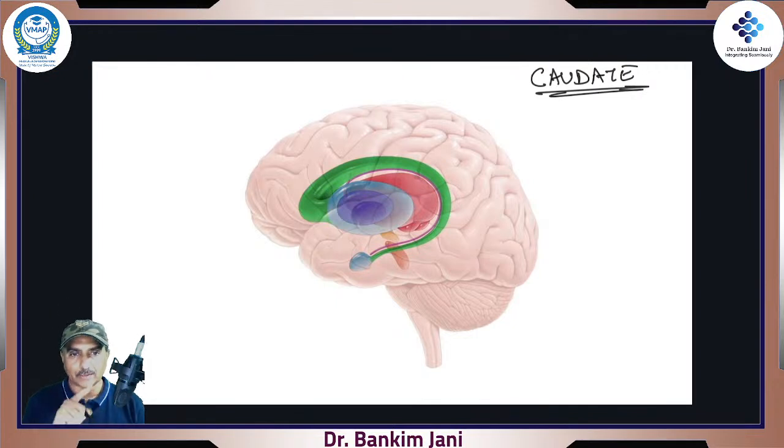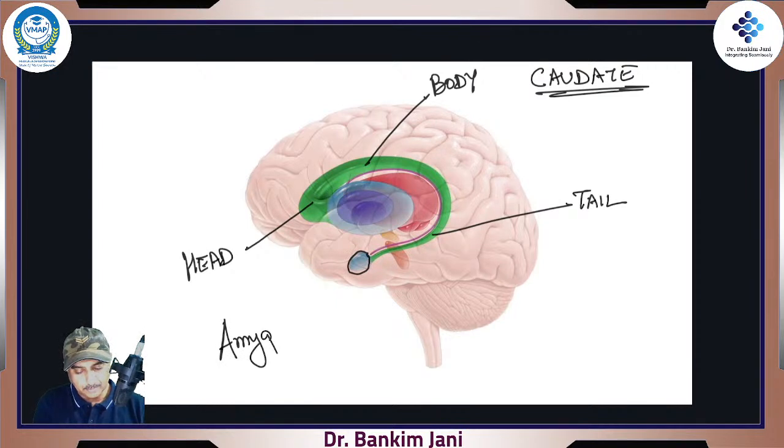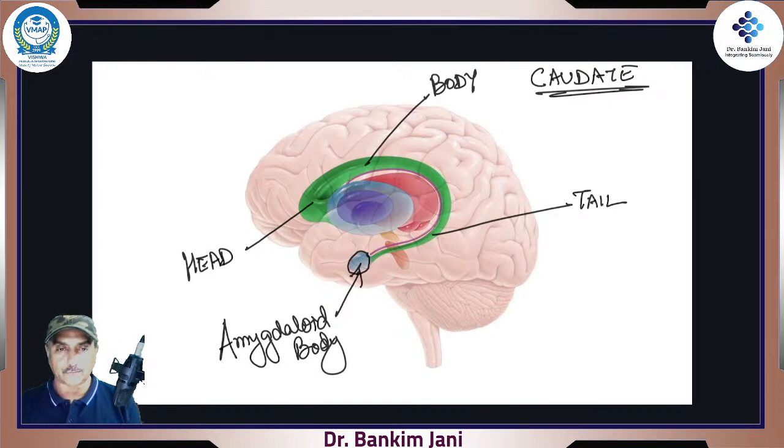This caudate nucleus has its head, this one would be the body, and that's obviously the tail. Now see, there is a small structure over here, which is called the amygdaloid body. It is just lying over there. It is not at all part of the caudate. But you can see that this caudate nucleus will be terminating at the amygdaloid body, though it is not part of it.